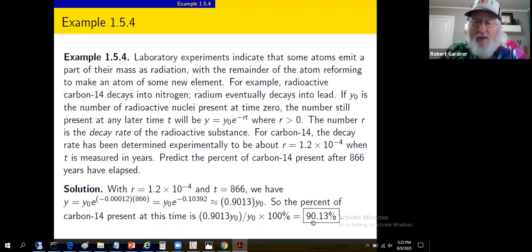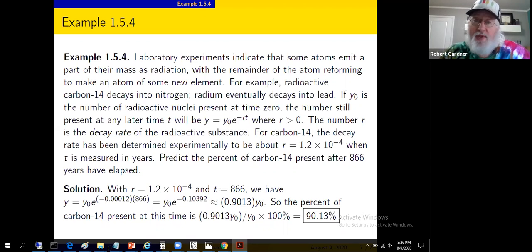So about 90% of the carbon-14 is left, and about 10% of it has decayed away. Where'd it go? They tell you up here that carbon-14 decayed away and turned into nitrogen. So I expect decay with time in this situation. The amount of carbon-14 is decreasing. Yeah, we've got an exponential function e to the negative rt, where r itself is positive. So we've got a negative exponent. With time, we get decrease. So about 10% of it has decayed away to become nitrogen.